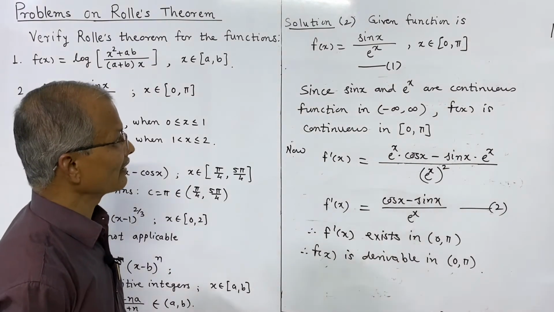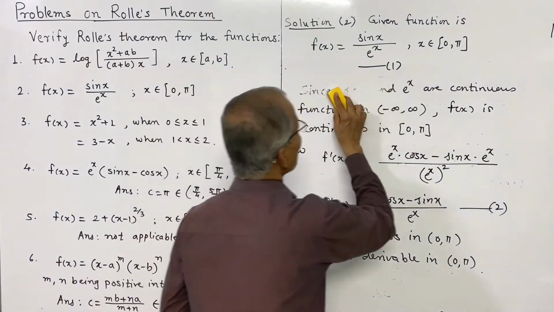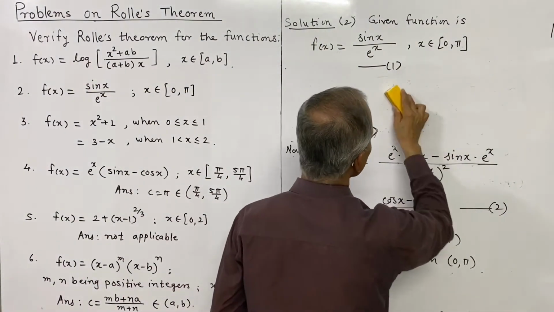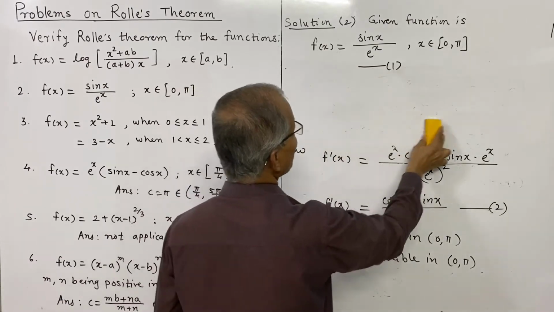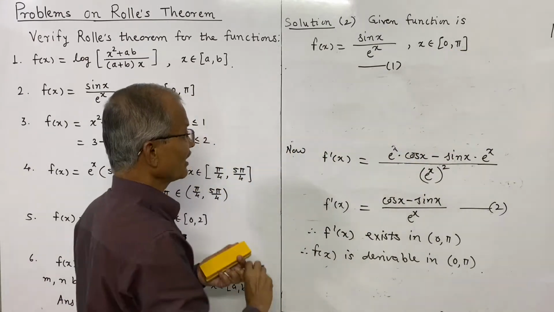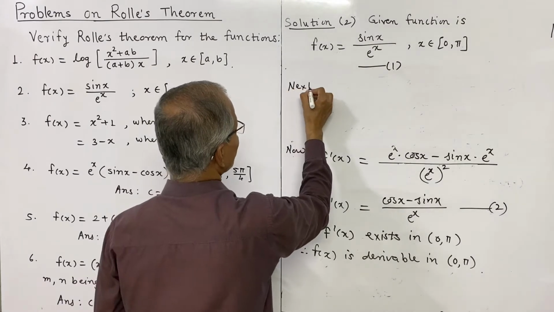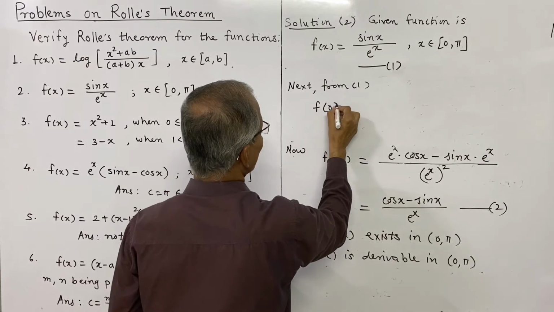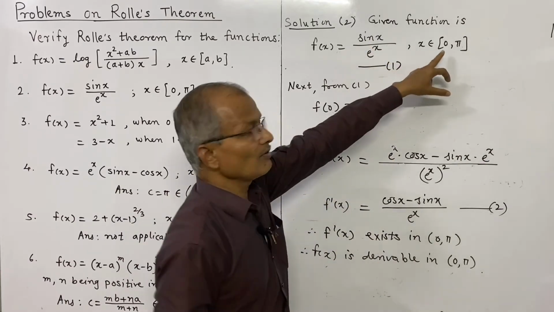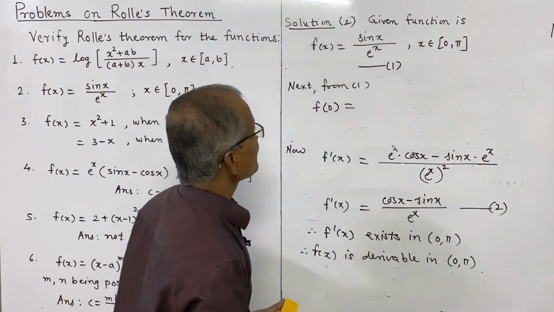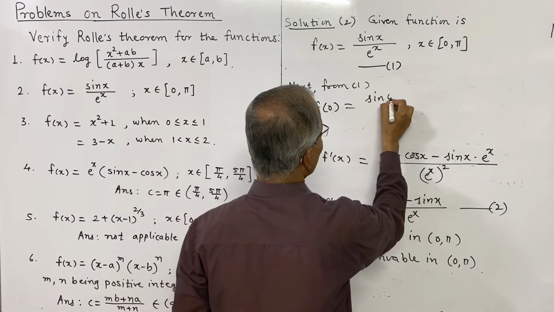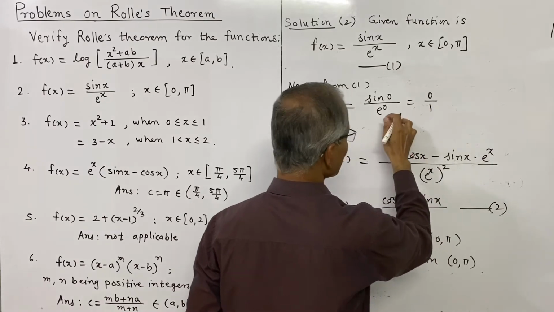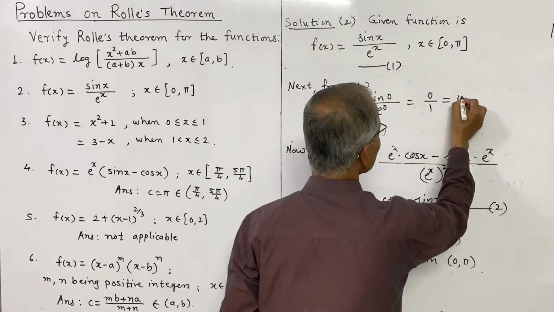Now what remains is the third condition. What is the third condition? Whether the values at the ends of the interval are equal or not. F of a is equal to f of b or not. And here a is 0, b is pi. Next from 1, f of 0 is equal to the function's value at lower end 0, sin 0 divided by e power 0. Sin 0 is 0 and this is 1. So therefore the value is 0.